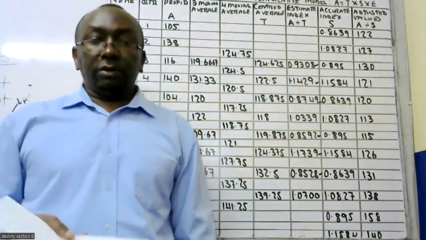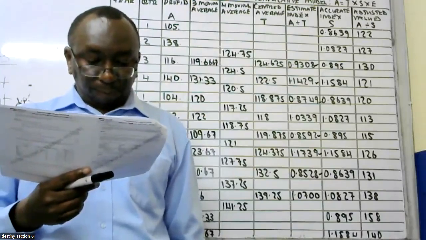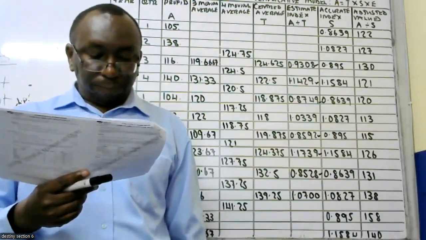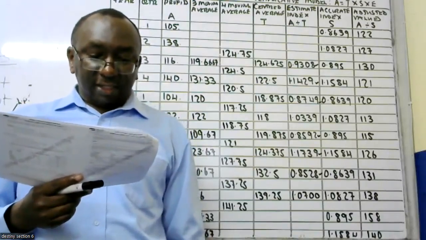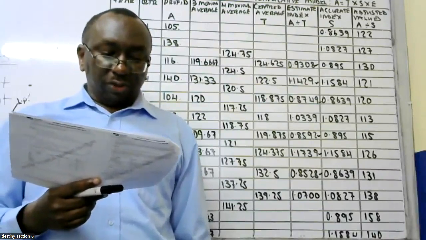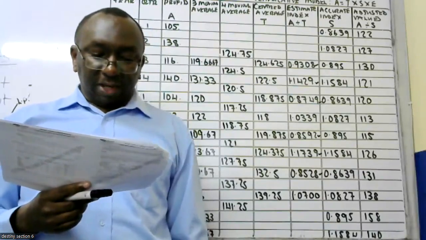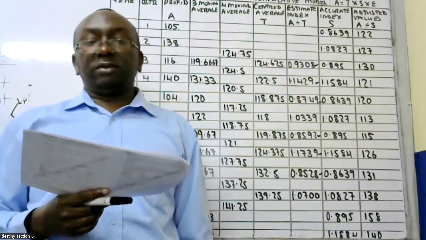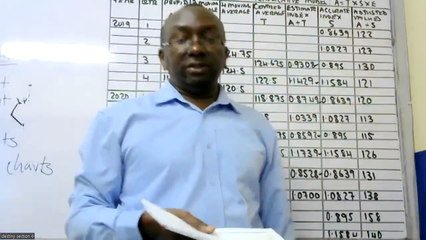Okay, so we have answered Roman 1, that is the 3-quarter moving averages. Roman 2, the seasonal indices. And number 3, we have the seasonalized values. I told you the word adjusted is the other one for seasonalized.